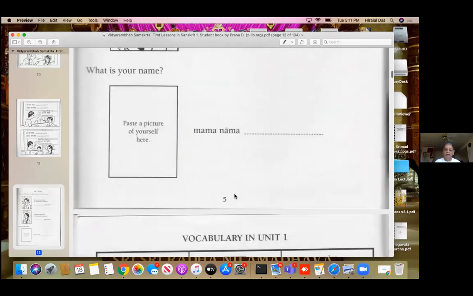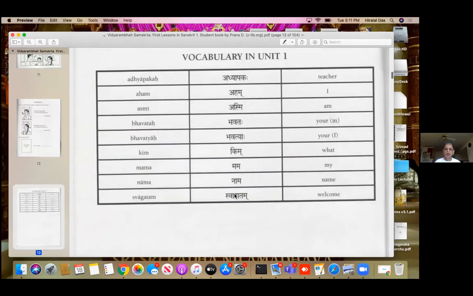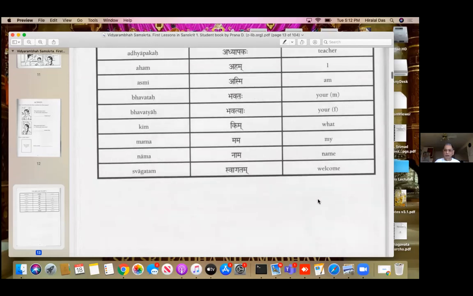Now this is the vocabulary that you have to remember. Adhyapakaha means teacher. Aham, I. Asmi, am. Bhavataha, your for male. Bhavatyaha, your for female. Kim, what. Mama, my. Nama, name. Swagatam means welcome. So that is about unit 1.